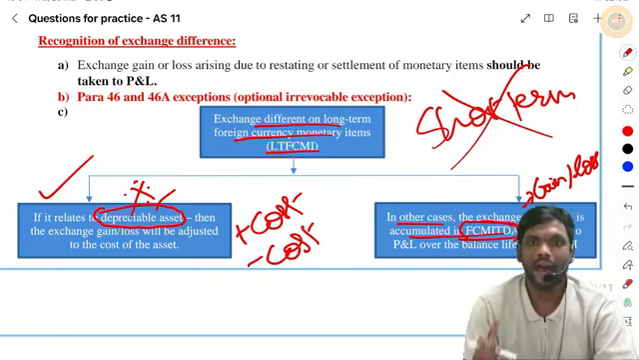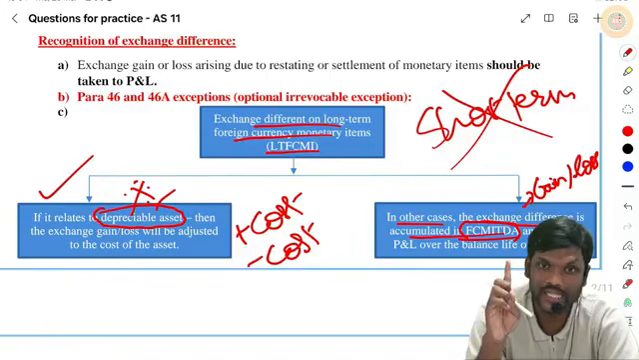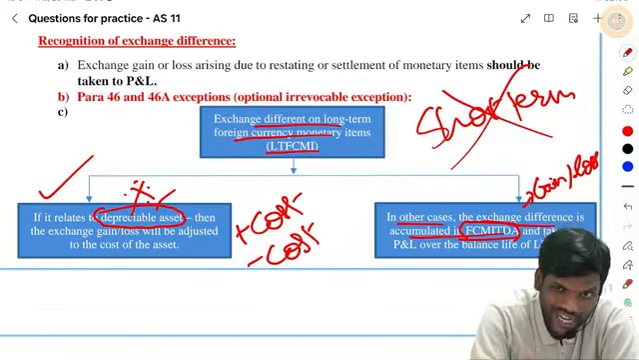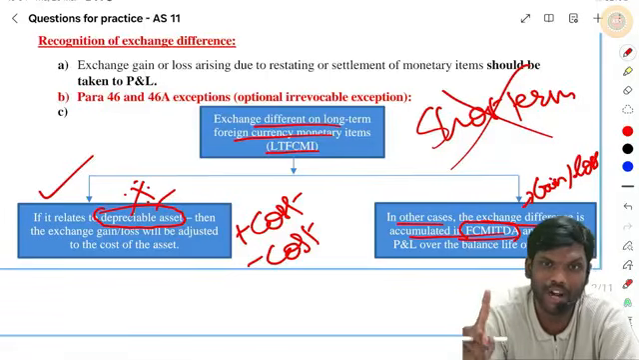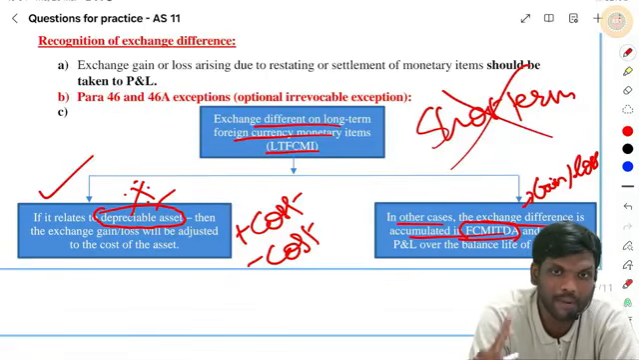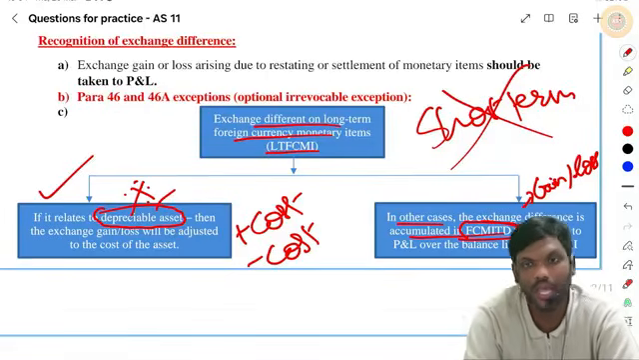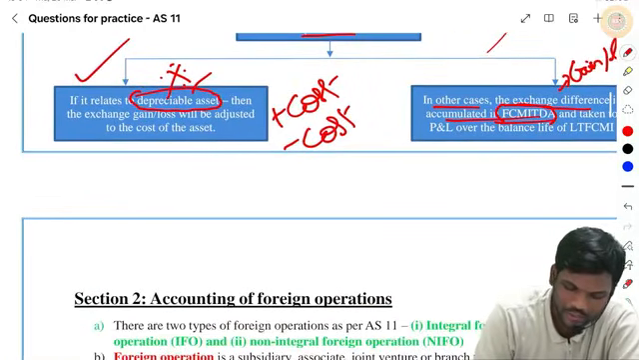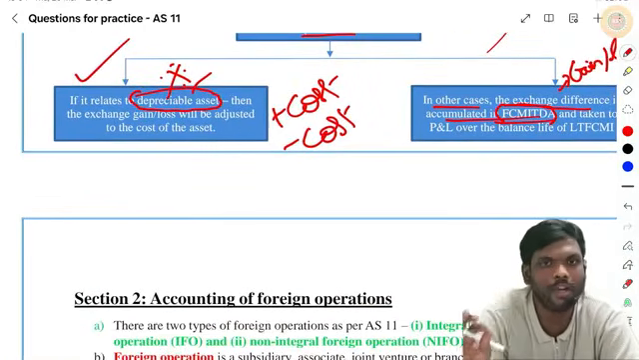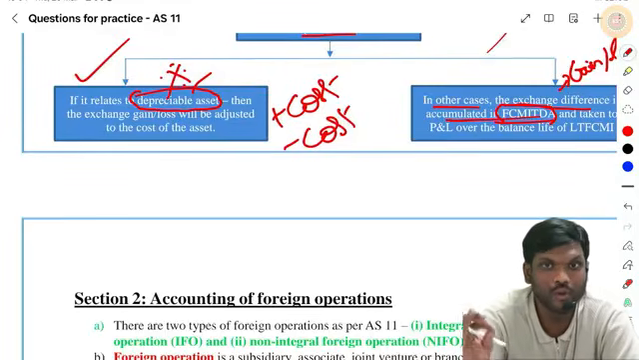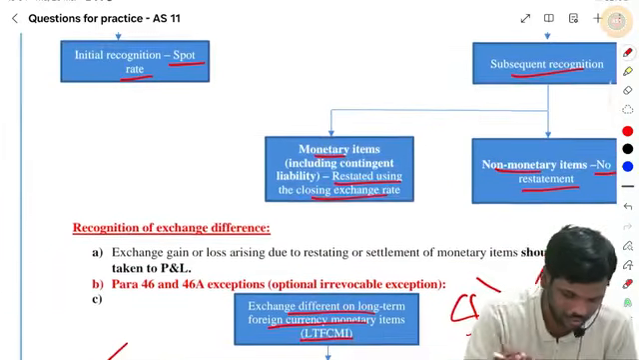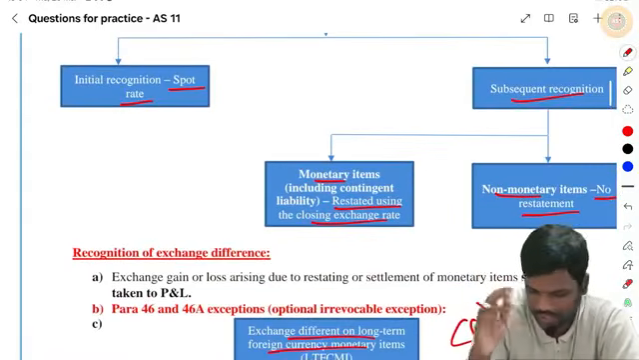Please remember, para 46A is optional. It is not mandatory. It is applicable only to long-term foreign currency monetary items. It is not applicable to short-term foreign currency monetary items. This is what I mainly wanted to discuss with respect to the first topic of this standard, which is accounting for foreign currency transactions. Sir, okay sir, too much dose of theory. Shall we get to some sums?